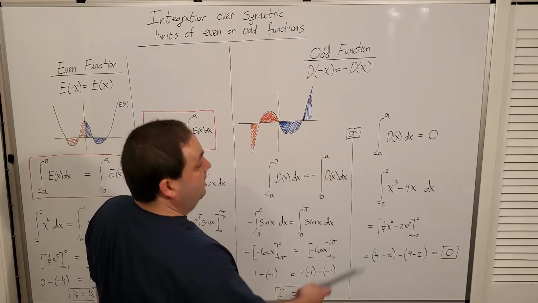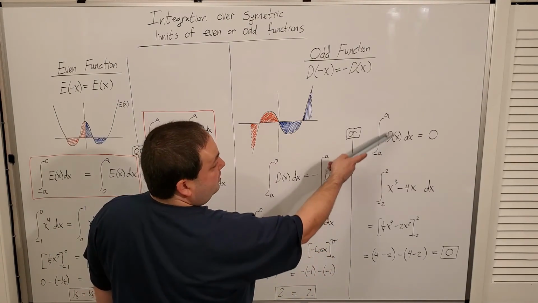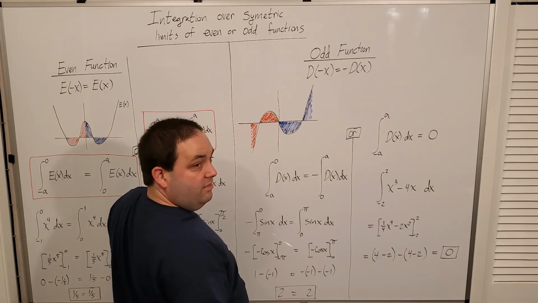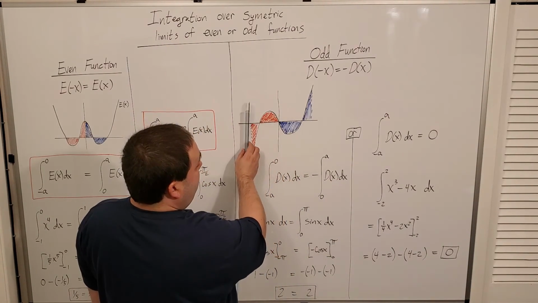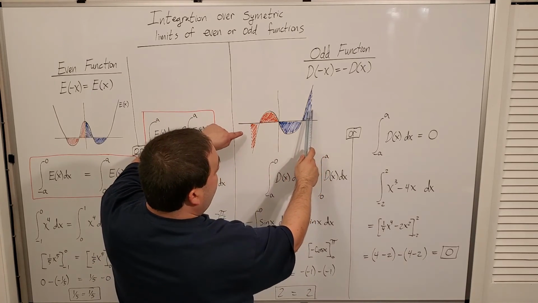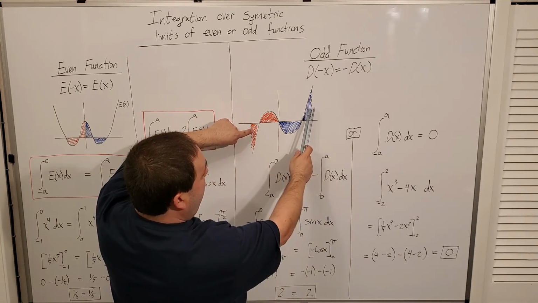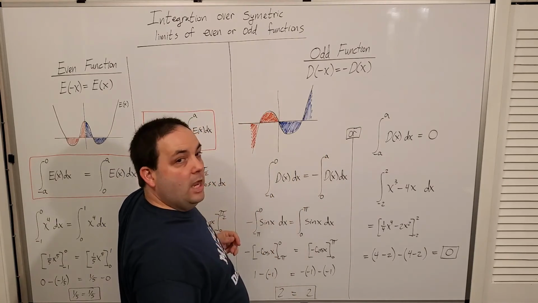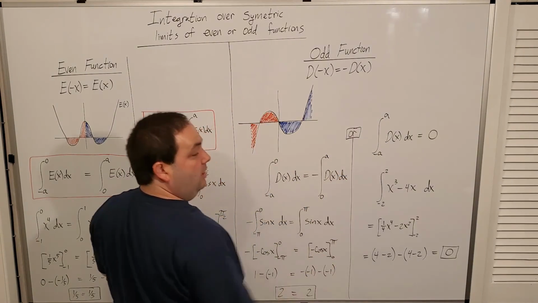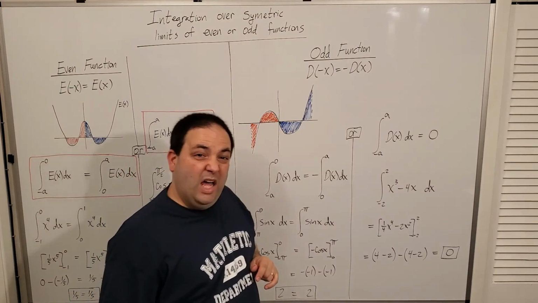The other way of looking at this is if I integrate over a symmetric limit, then I'm going to get 0 because symmetric negative a to a, this will be a positive and a negative of the same amount. This will be a positive and a negative of the same amount. It's going to all add out to 0 on symmetric limits if your function is odd.